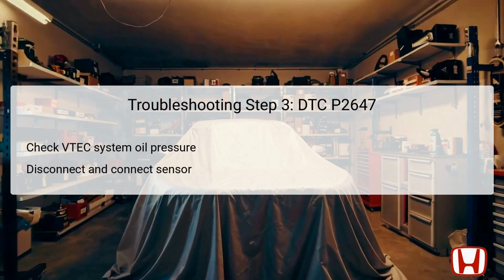In the third troubleshooting step for DTC P2647, the oil pressure dealing with the VTEC system must be thoroughly examined. Begin by turning the vehicle to the off mode prior to working on components. The rocker arm oil pressure sensor must be detached from the rocker arm oil control valve. Special tools are required here to ensure the sensor is safely tested, including a pressure gauge.